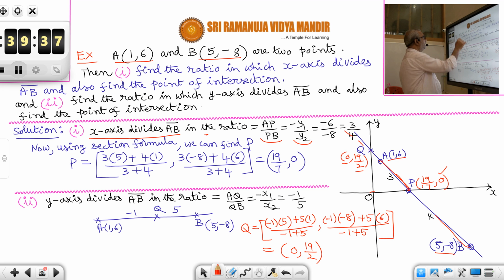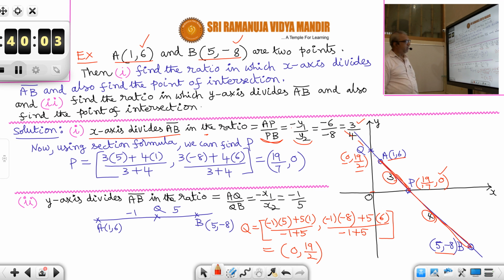Minus y1 is 6 here, by y2 is minus 8. The formula minus is there. Minus y1 is 6, y2 is minus 8. So the minus sign will get cancelled. You will get the ratio 3:4. That is AP by PB is 3:4. I have marked here AP by PB 3:4, I have written here.